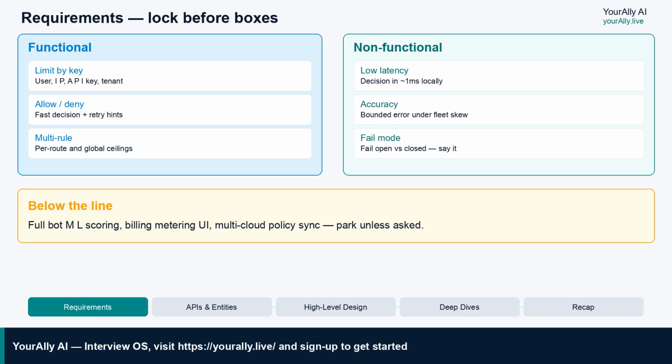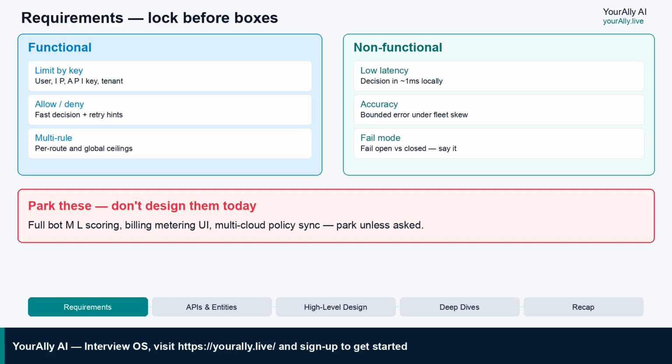Accuracy can be bounded, say plus or minus a few percent under skew, but unfair starvation should not be a surprise. And failure mode is required speech, fail open or fail closed. Below the line: full bot machine learning scoring, billing metering UI, multi cloud policy sync. Park them unless asked. You are designing throttle physics, not the whole abuse platform. If time is tight, drop fancy dashboards first. Placement and algorithm stay. Next, APIs and the expensive path trap.